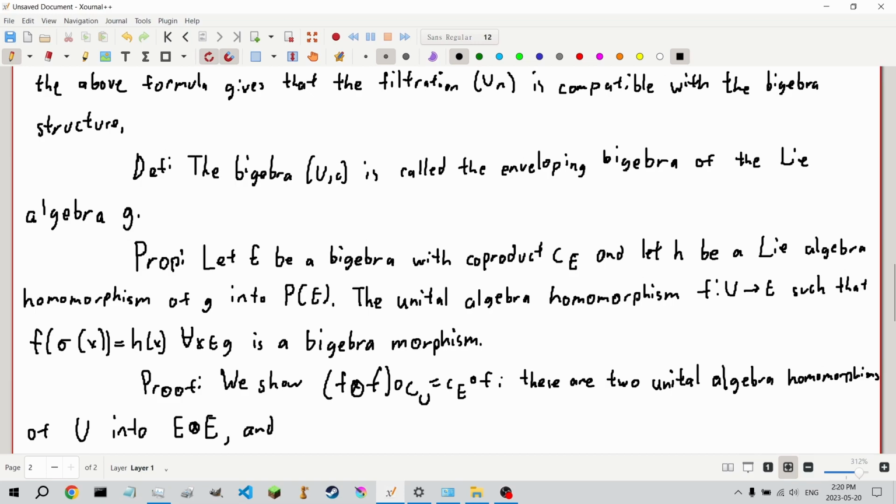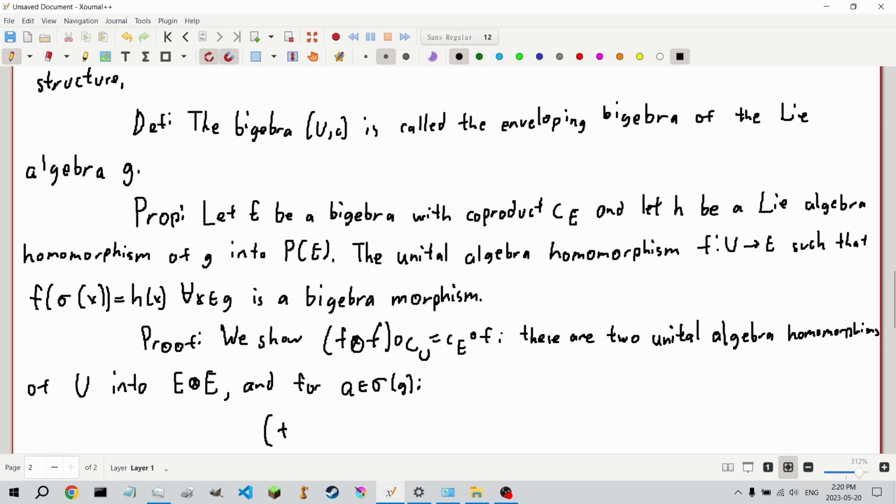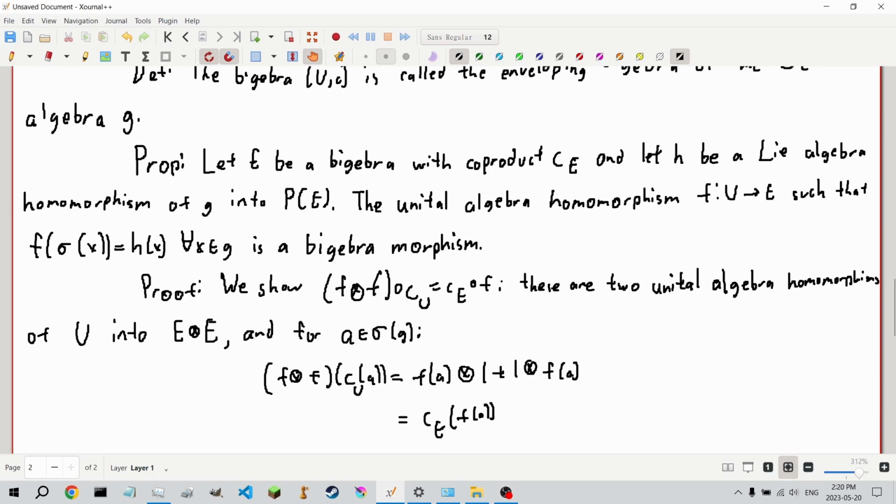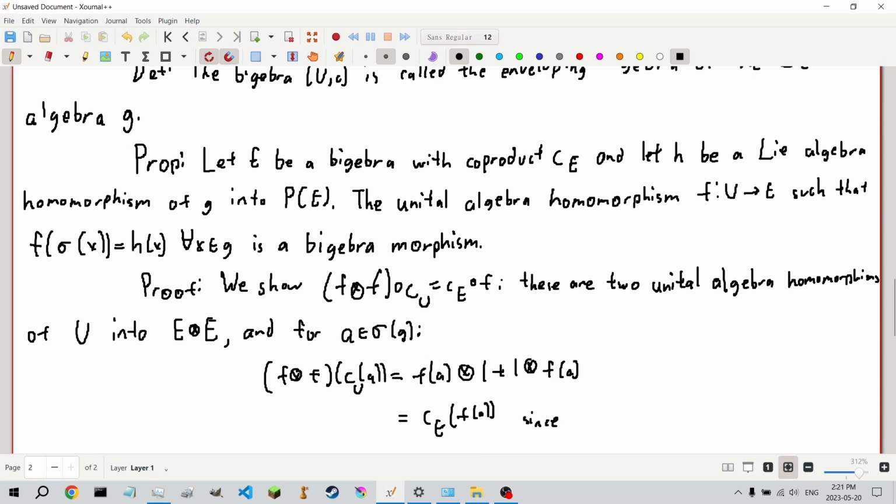And we also have, for A in sigma of G, that F tensor F of C of A is F of A tensor 1 plus 1 tensor F of A, which is going to be C_E of F of A, since F of A is going to be inside the primitive elements of E.